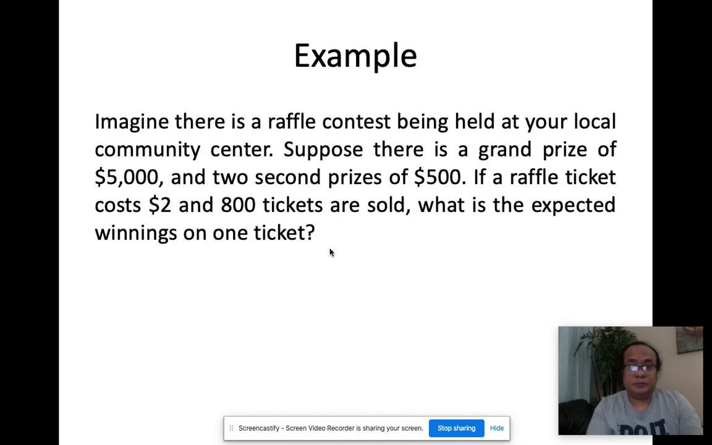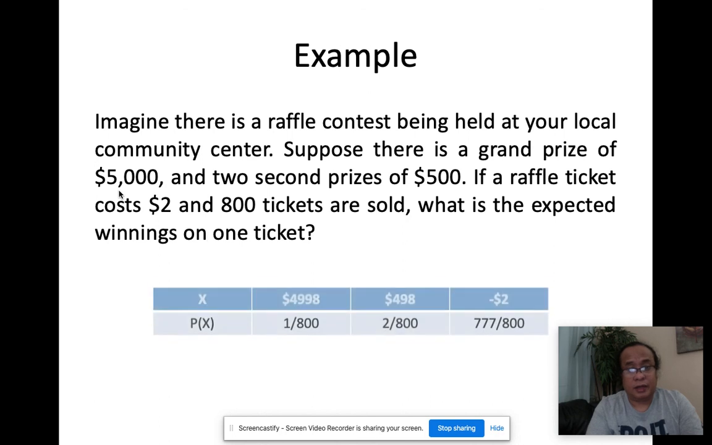Okay, there's another one. Imagine there's a raffle contest being held at your local community center. Suppose there's a grand prize of 5,000 and two second prizes of 500. If a raffle ticket costs $2 and 800 tickets are sold, what's the expected winnings on one ticket? Okay, so 800 tickets. So the probability of it being the winning ticket is 1 out of 800, right? And the winning is what? Not 5,000, but since the ticket costs $2, the amount that you're going to be winning is 4,998, right? There you go.